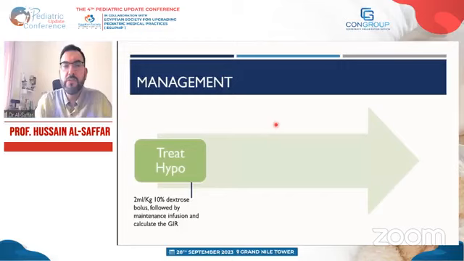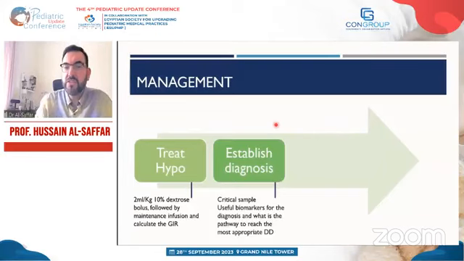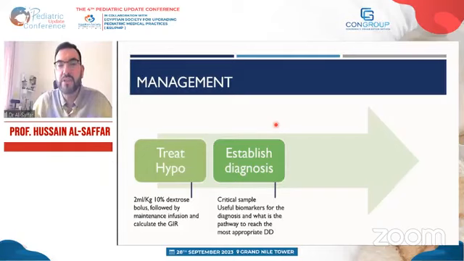First of all, we need to treat the hypoglycemia that led to the diagnosis initially. We treat that immediately by giving a fluid bolus, like 2 ml per kg of 10% dextrose, followed by a maintenance infusion, and then we calculate the glucose infusion rate, and based on that, we see how the hypoglycemia is responding. We need to establish the diagnosis, and this depends heavily on getting the critical sample at the time of hypoglycemia. It doesn't help to collect the critical sample afterwards, because that will not test the mechanisms that are supposed to counteract the hypoglycemia.